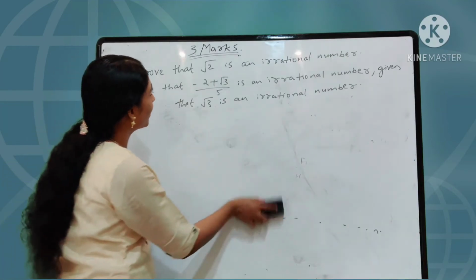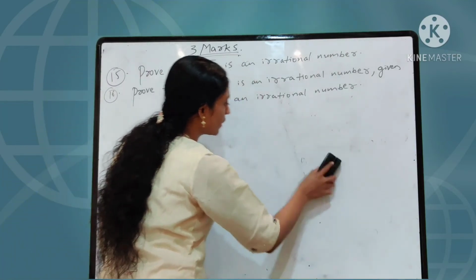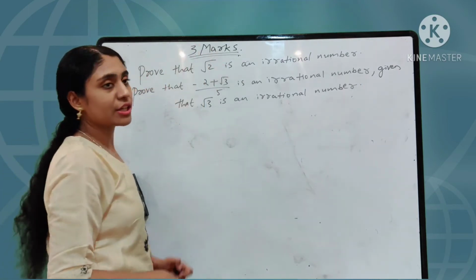Now friends, going to the 3 marks questions. See, the first question is: prove that root 2 is an irrational number.